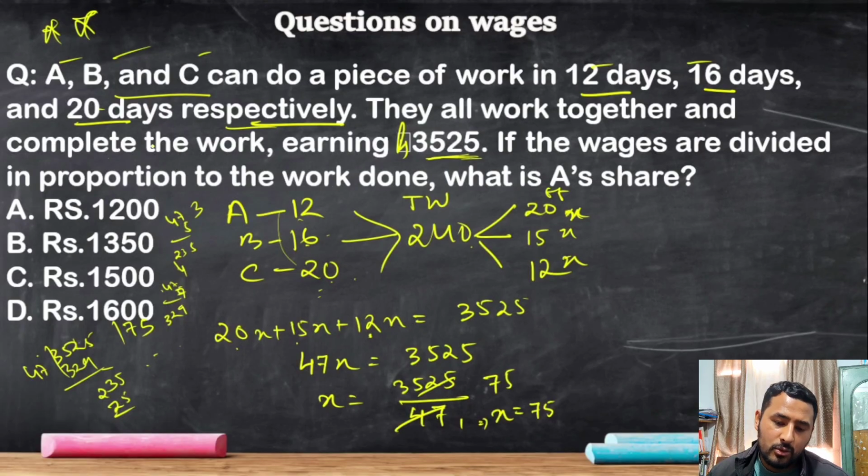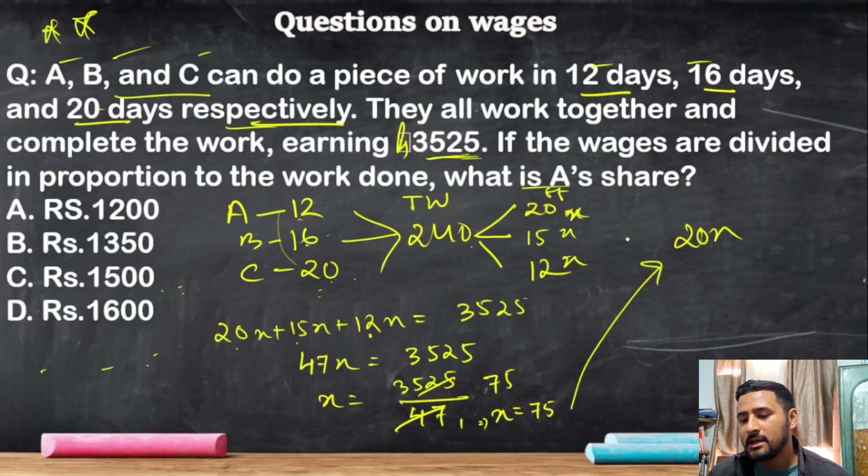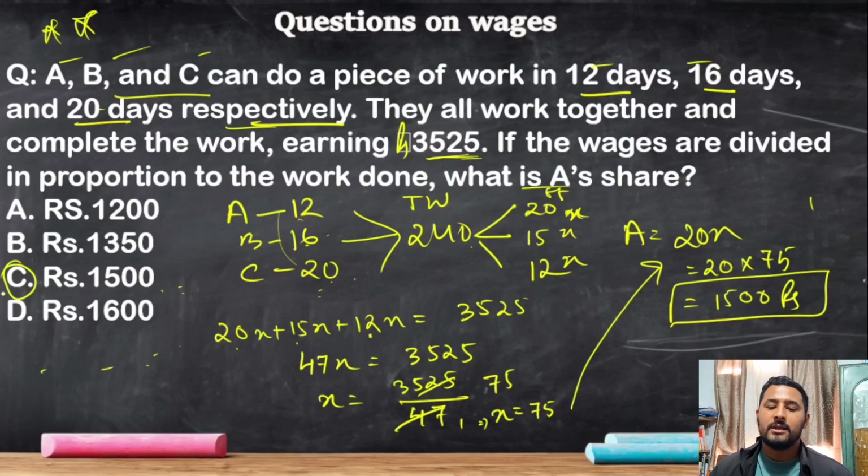Once you get the value of x, look at which person the question is asking about. What is A's share? A's share is 20x. So 20 into 75, x is 75. You should get how much? 2 into 5 is 10, carry 1, 14, 15. So it is rupees 1500. Can you see? Option C will be the correct answer. I hope this is clear. Mark it as important, you might expect it.